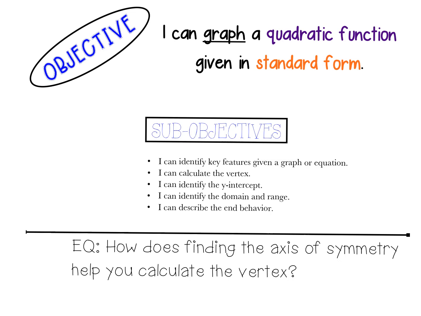Alright guys, so our goal for this lesson is to be able to graph a quadratic function that's given in standard form. And we've got some sub-objectives that will help us do that listed below, and our essential question is, how does finding the axis of symmetry help you calculate the vertex? So be listening and thinking about that as we work through this lesson.